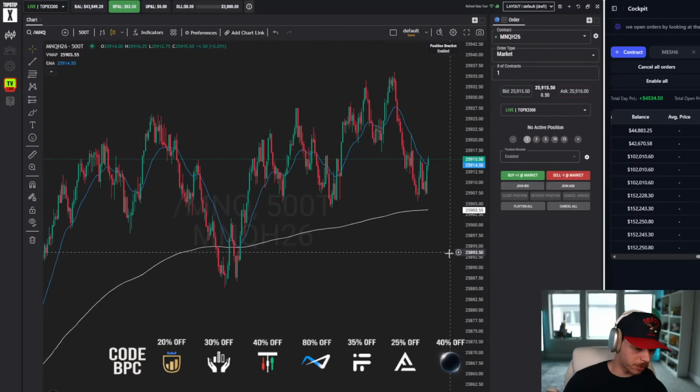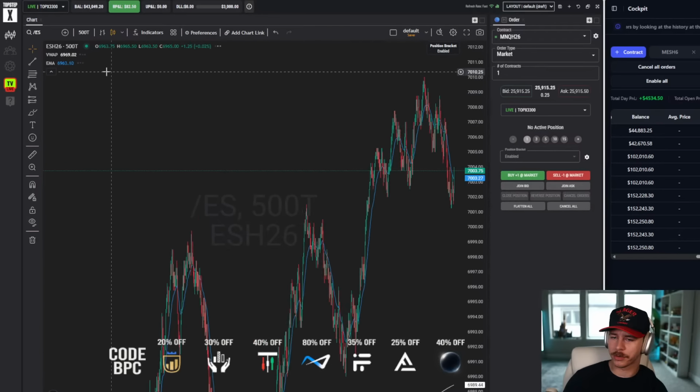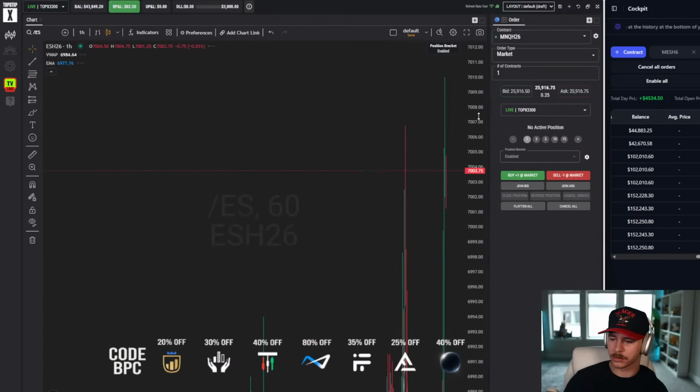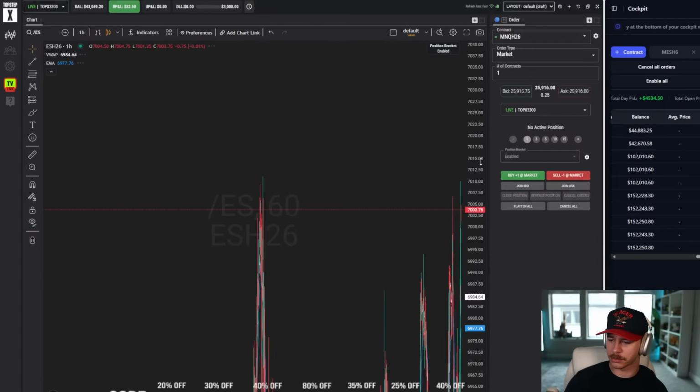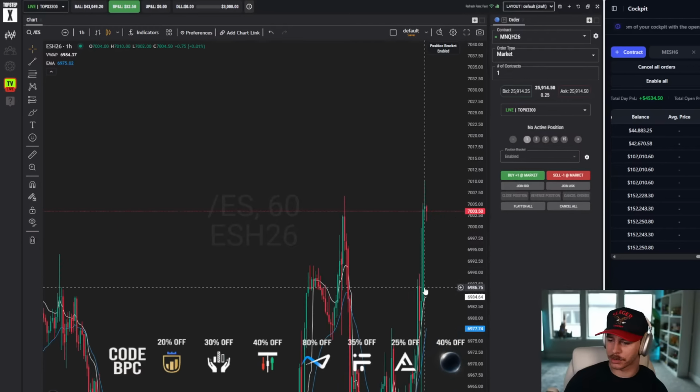I look at ES every once in a while. ES is just right under the all-time highs. In fact, ES could be a better long entry than NQ maybe.